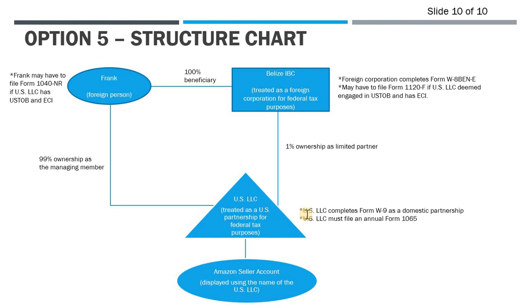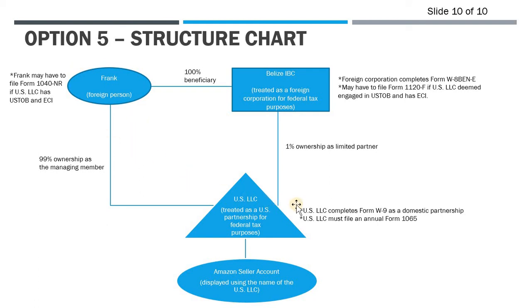So same tax issues. The U.S. LLC gets to complete a W-9 because it's a domestic partnership, and it's got to file a 1065 tax return every year. The Belize IBC accepts 1% allocation of the income. It's going to complete a W-8BEN-E. Now, it may or may not be filing an 1120-F. Same issue that Frank has over here. If this U.S. LLC is engaged in U.S. trade or business and has ECI, then there might be an 1120-F filing up here to pay tax on the allocable income, and Frank might be filing a 1040-NR up here.